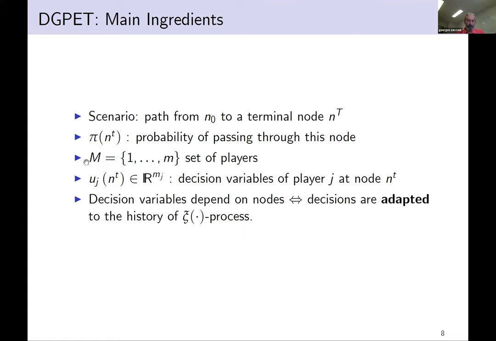Now, in terms of game ingredients, as usual, we need to have a set of players. I'm assuming here that we have M players. At each node of the stochastic process, player J has a vector of decision variables, or control variables, that belongs to R^(n_J). And what I would like to highlight is that these decision variables depend on the nodes. So this is one way to say that the decisions are adapted to the history of the Xi process.